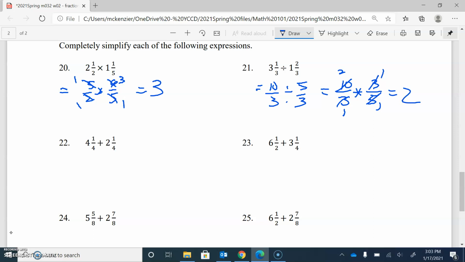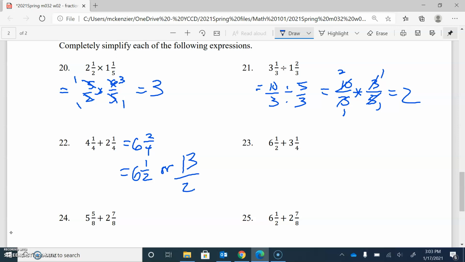Okay, for problem number 22, because there is a common denominator, we can go ahead and add that. 4 plus 2 is 6. We have the number portion. Then the fraction portion would be 2 fourths. But we do have to reduce that, and we get 6 1/2. You could also say 13 halves if you really wanted an improper fraction.